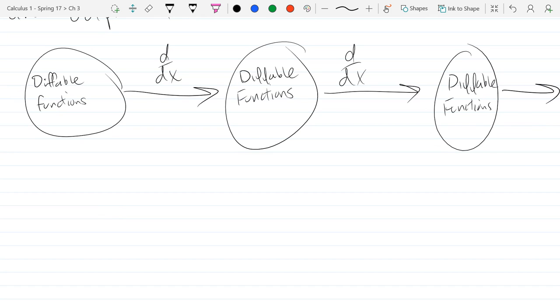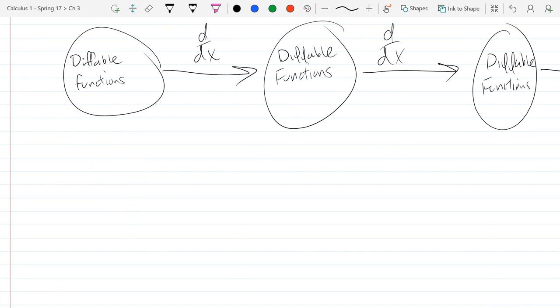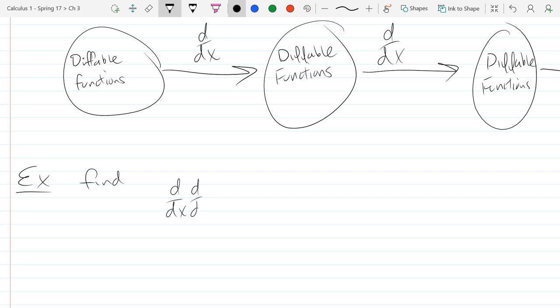So this means I can apply the derivative twice if I want to, or three times, or 10 times. So let's go ahead and apply the derivative twice. So two ways to write it. You can write d/dx d/dx, which is do the derivative twice of, and we're going to do 5x minus x squared plus x to the 3/2. So how do you find the derivative twice? You find it once, and then you take the derivative of the derivative.